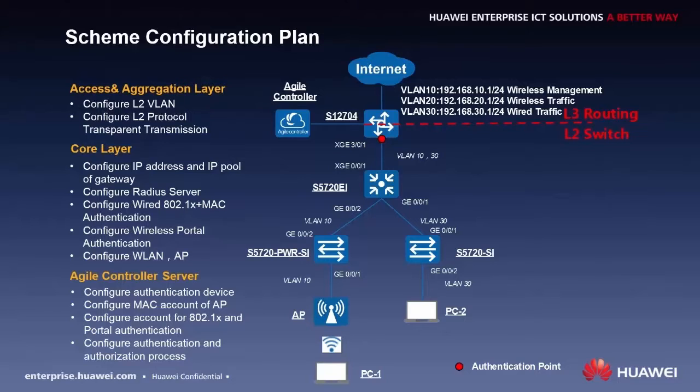On the Agile controller, we need to configure the S12704 as the authentication point, configure the AP to go online through MAC address authentication, and configure 802.1x and portal authentication users. Then, configure the authentication and authorization processes. Next, let's look at the detailed configuration process.